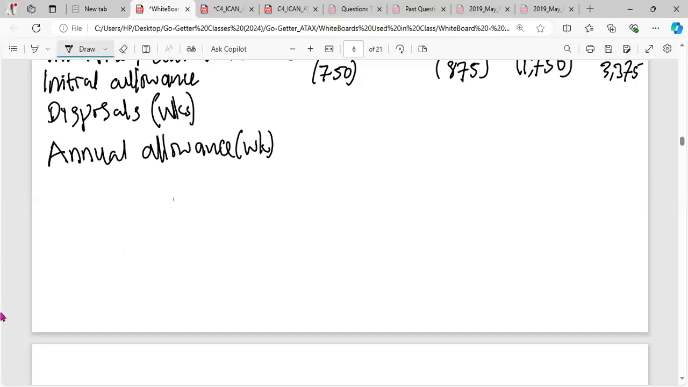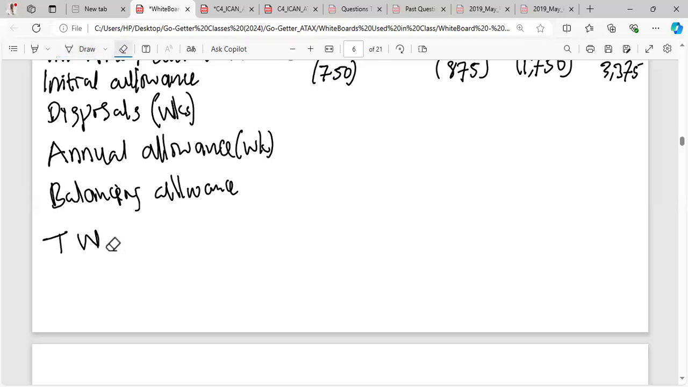So we will now have balancing value or balancing allowance. Normally I would have even written it before the annual allowance, but it's not a problem. Then we have tax written down value. I can even do my total capital allowance before my tax written down value. Let the tax written down value be the last thing.